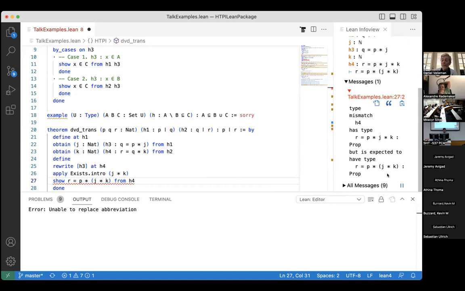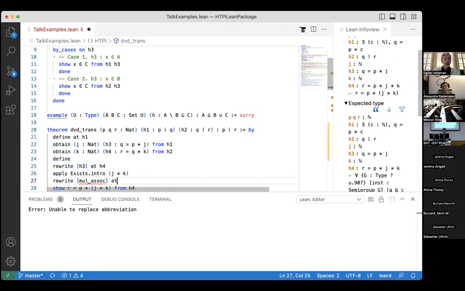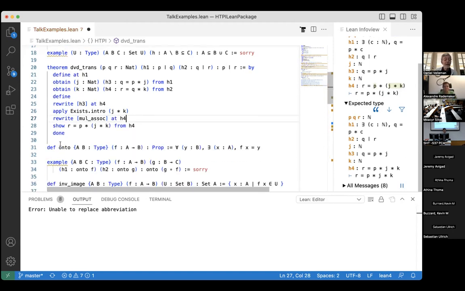So what's going on here? Well, Lean groups multiplication to the left. And so H4 is saying R equals the quantity P times J multiplied by K. And what I need to prove is that R equals P times the quantity J times K. So I don't quite have it yet. Of course, what I need to use is the associativity of multiplication, and I can actually use that as another rewriting rule. So I'm going to rewrite, well, now our H4 has been rewritten using the associativity of multiplication, and now the red squiggle under done is gone, the proof is over.